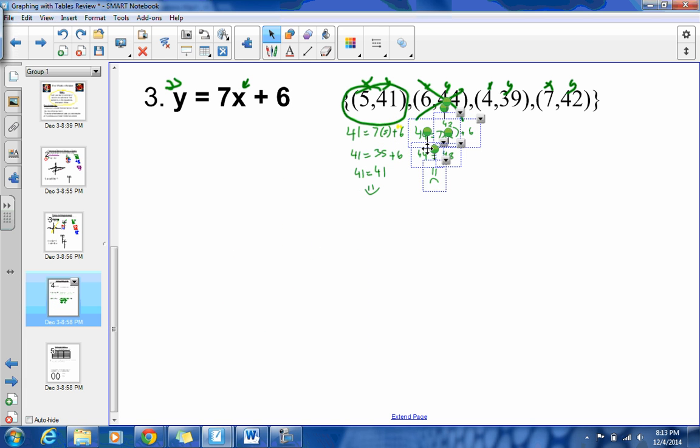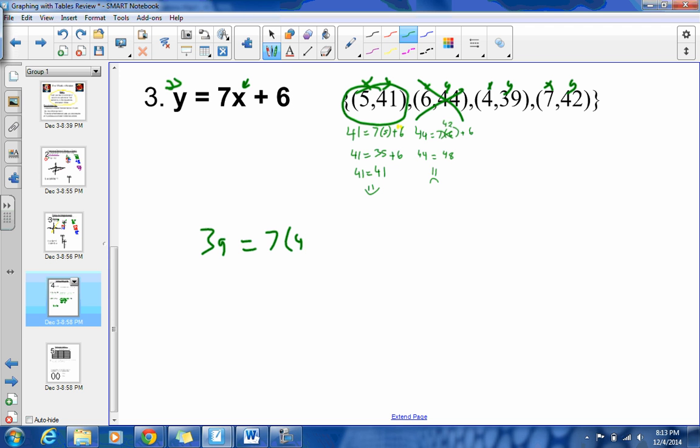All right, there's 2 of them done. Let's do the third one. Y is 39, and x is 4, so 39 equals 7 times 4 plus 6. 7 times 4 is 28, so 39 equals 28 plus 6, which is 34. Again, this one is not equal. So we'll cross that one out, not part of our solution set.